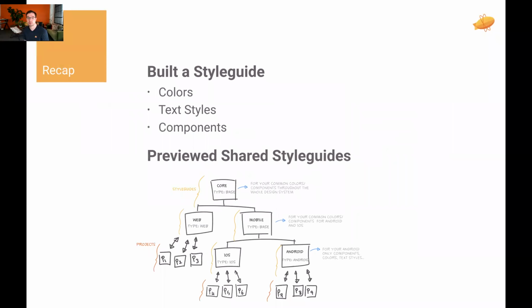Okay, cool. So just recapping really quickly, we built out a style guide. We added colors, textiles, and components. We also previewed shared style guides in the Zeplin beta. So this is an example of a tree structure. This is a beta version of Zeplin that we're going to share the link with, and we'd love to get your feedback on it. So if you want to try it, we'd love to see that.